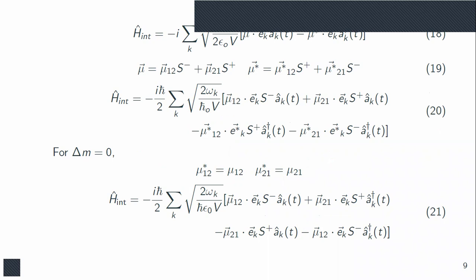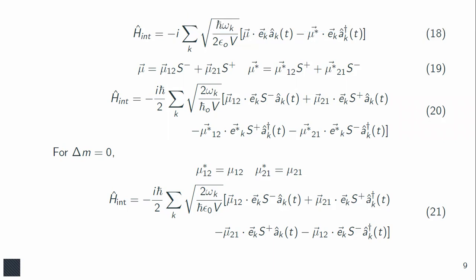Expanding the dot product of the dipole vector with the polarization vector of the electric field, we came up with equation 18. We have to put the normal and the conjugate form of the dipole vector in equation 18, and we could see that the conjugate of the jump down operator is equal to the jump up operator. Similarly, the conjugate of the jump up operator is equal to the jump down operator.